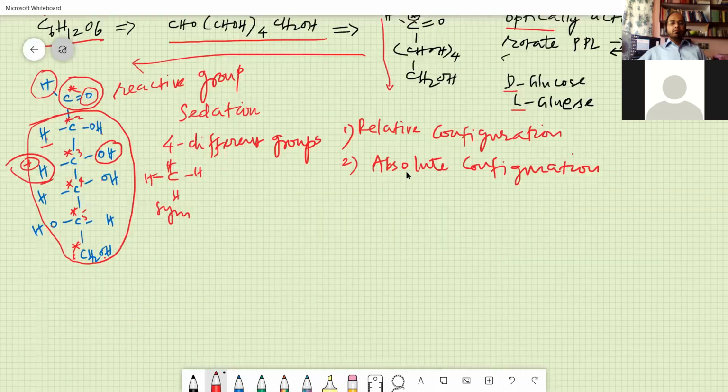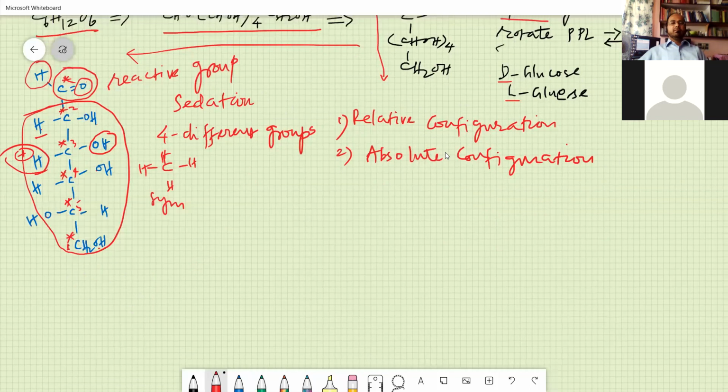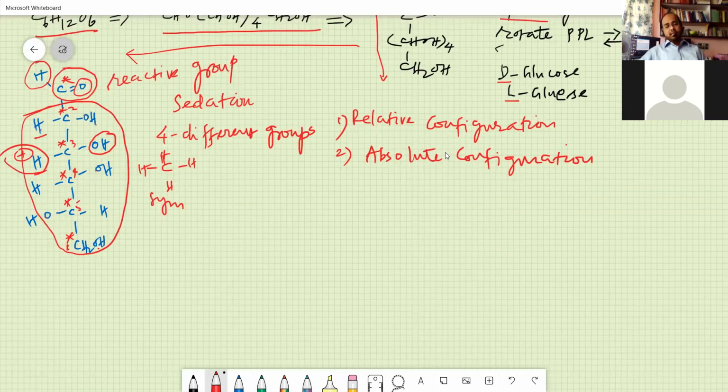Absolute means anything which is perfect, which is having something very logical and scientific. Relative means you relate it. How we relate it is we have got an alcohol, ethylene glycol, or glycerol, CHO. This is an example we usually take.